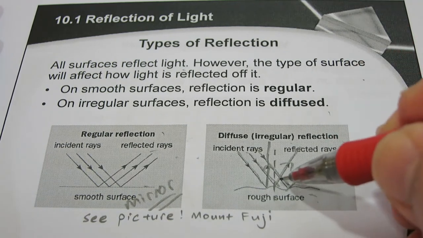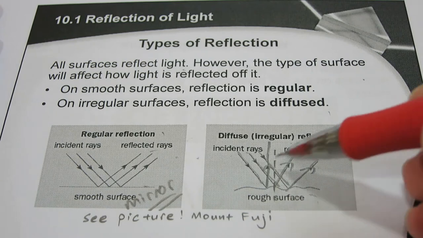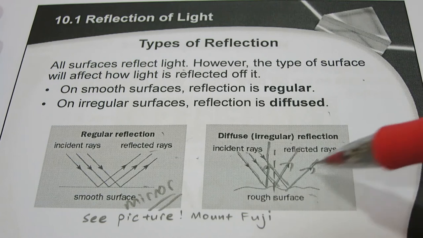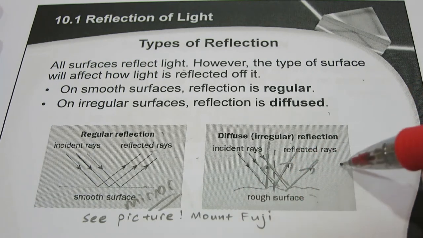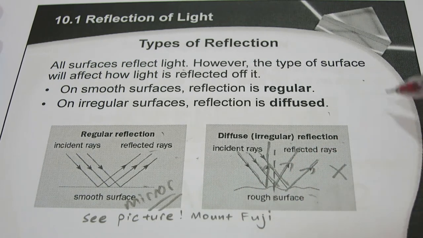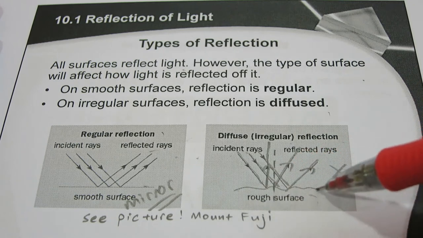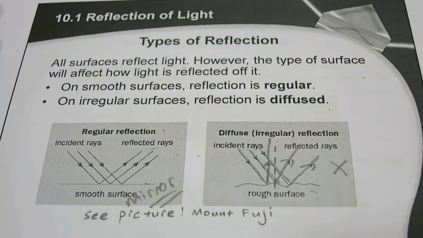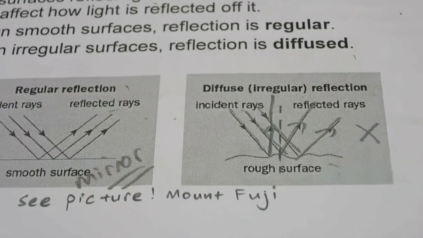Does it mean I'm breaking the second law of reflection? If you look at it, they come in all together and then bounce off in different directions. I'm not violating the second law of reflection. If you look at each of these bumpy surfaces, you will see that because of the surface, the normal to the surface is all different.